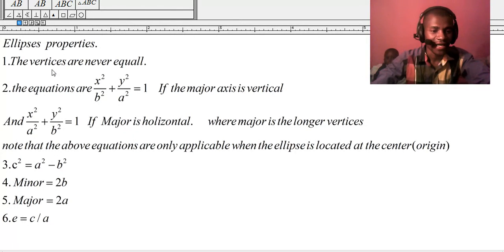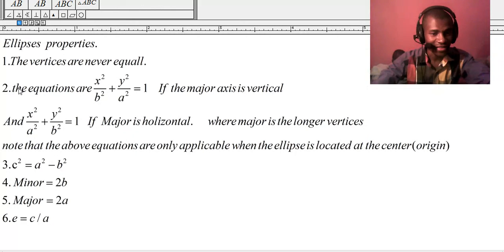So the ellipse has vertices which are never equal. That is so because in a circle the radius is always equal. No matter where you draw a radius from the center, it will always be equal. But with vertices, this one side is longer and the other side is shorter. So it's kind of an egg shaped thing. That's why if you stand at the center and try to measure horizontal and vertical, you won't get the same answer.